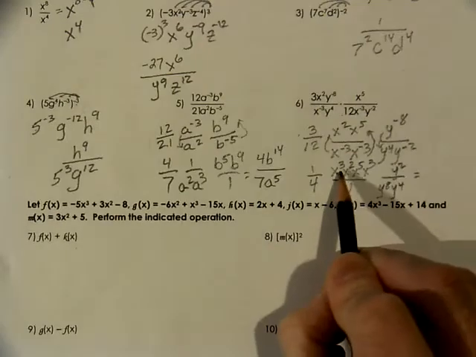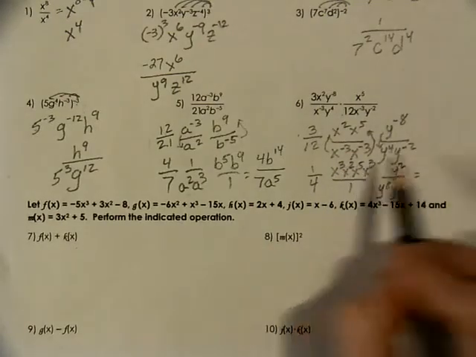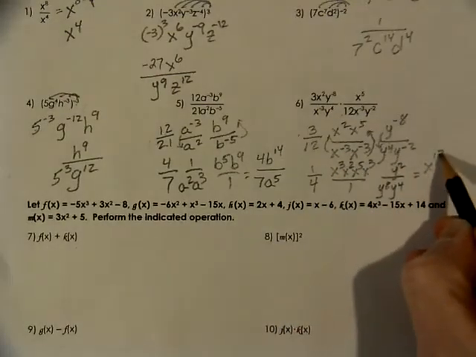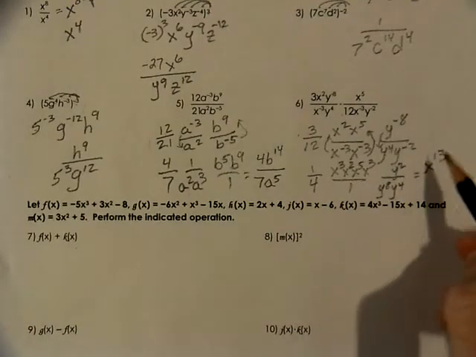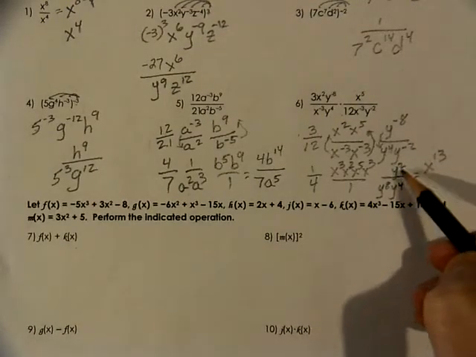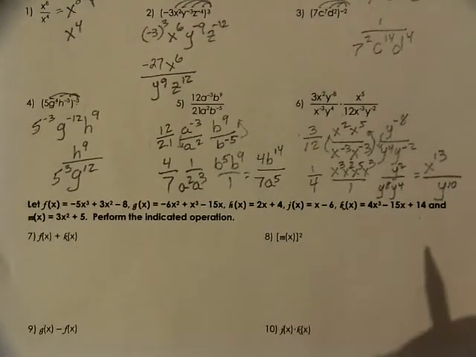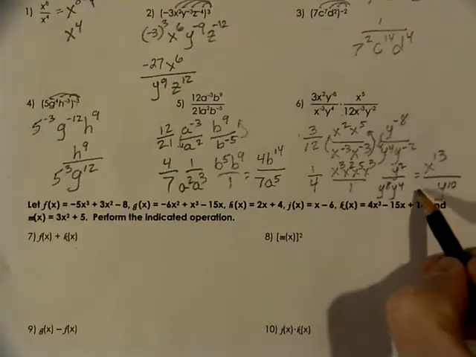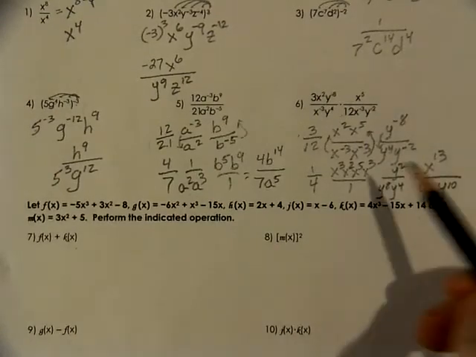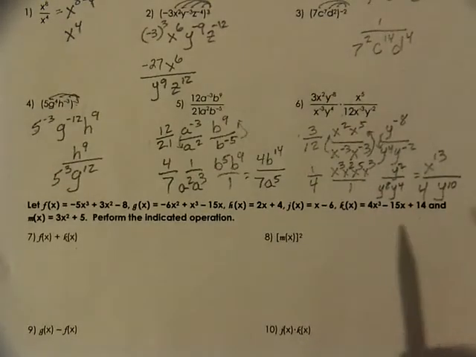So we have 7 and 6, which is 13 exponent for the x's. We have 2 on top, 12 on bottom. That's going to give us 10 on the bottom for the y's. And the 4 is on the bottom. No need to write the 1 on top.